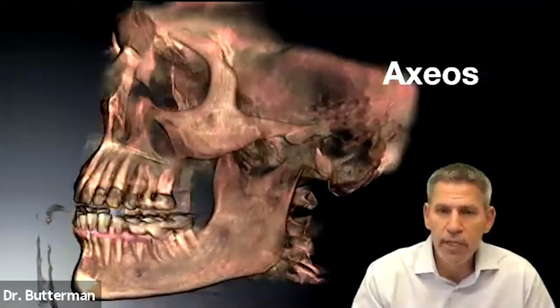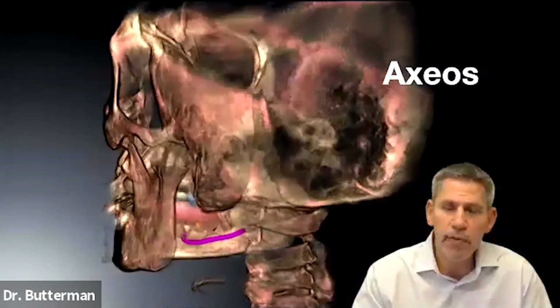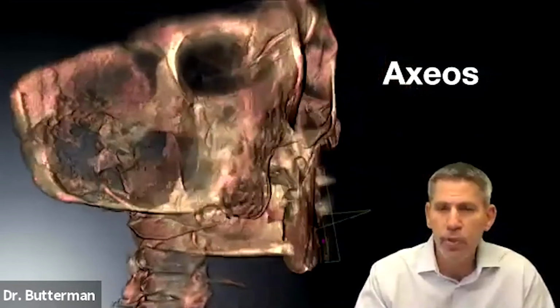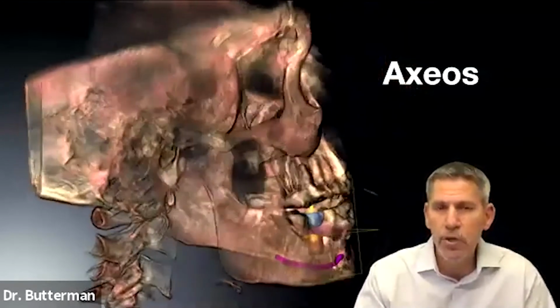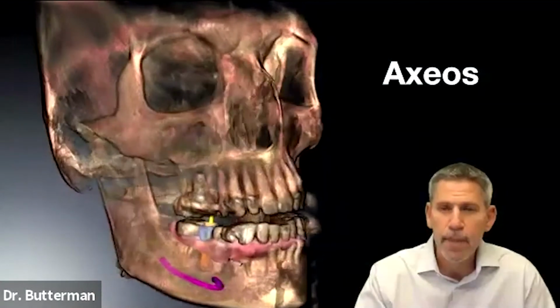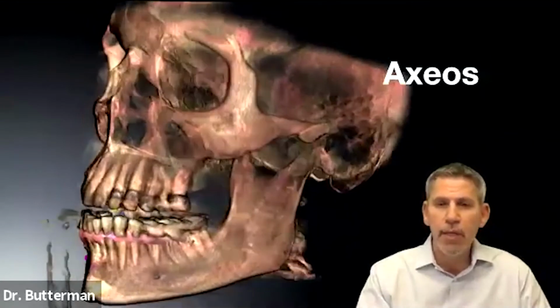A full series of x-rays for me is going to be a full arch scan, depending on the field of view, might be much smaller than this, depending on what we're trying to see and what we're trying to evaluate. But this is the largest field of view with the Axeos. This is a 17 by 13 field of view. When they walk into the treatment room after their scan, this is what they see up on the screen.